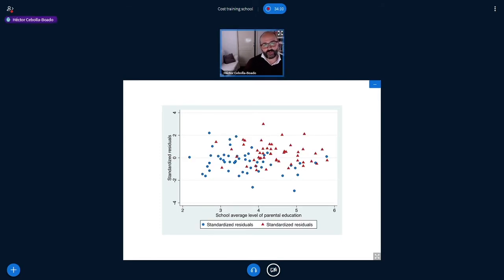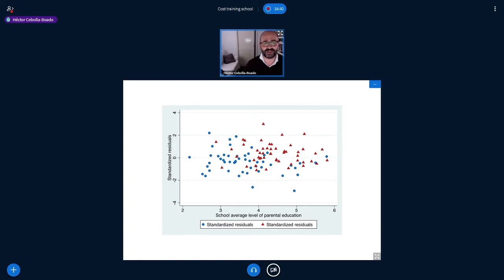But then we might see how different the schools in one region or another are compared to each other. In blue, you have the observations, the residuals corresponding to one of the regions. And in red, you have the residuals corresponding to the other region. I don't know how you see that, but it's clear that they are not randomly distributed between these two different regions, right?